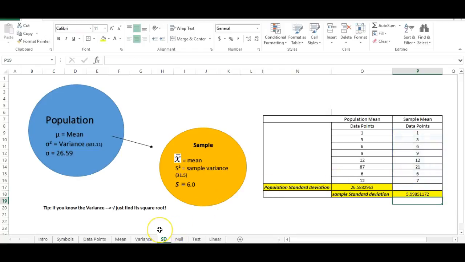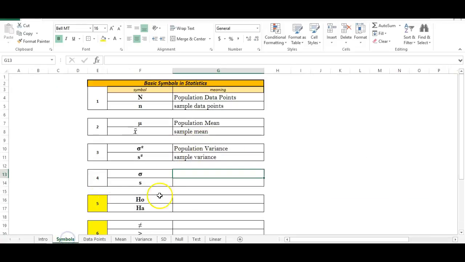Now I have my population standard deviation 26.59 and my sample standard deviation 5.99 or 6.0. So again, in terms of my symbols, sigma without the square would be my population standard deviation. My lowercase s would be my sample standard deviation.